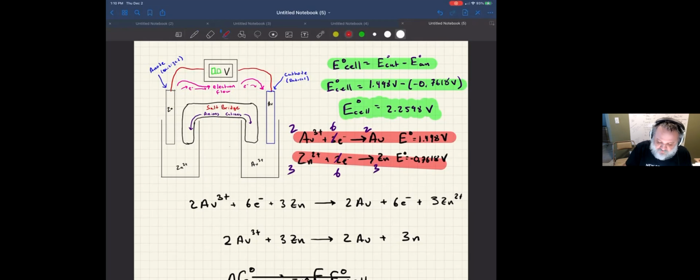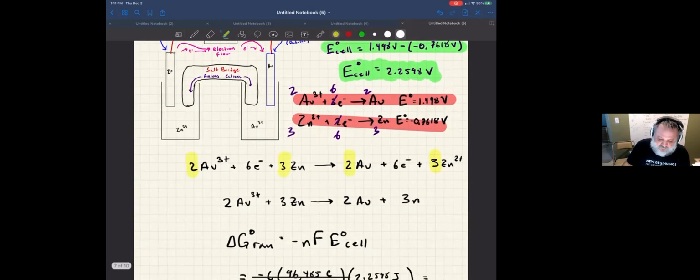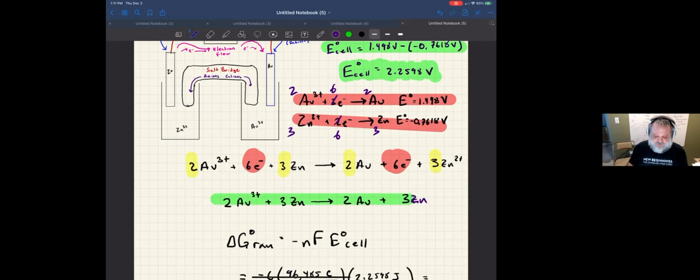And that's why I end up with this middle of the road reaction that has 3 zincs and 2 golds to balance things out. We're going to need that later, because when we write the reaction quotient, we need to know the stoichiometric coefficients for that reaction. The overall reaction without the electrons included, now it's 6 electrons, would be this reaction. And we'll need that later. Oops, look at that. That's 3, and it needs to be zinc 2+.